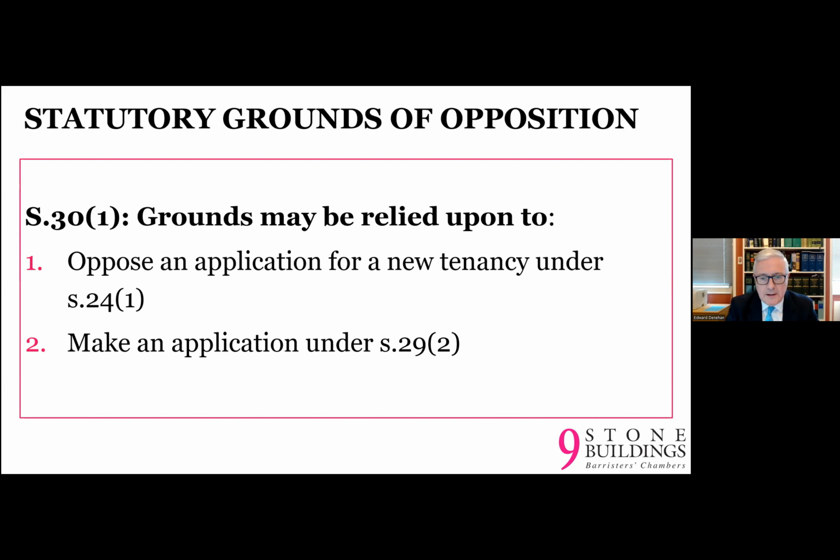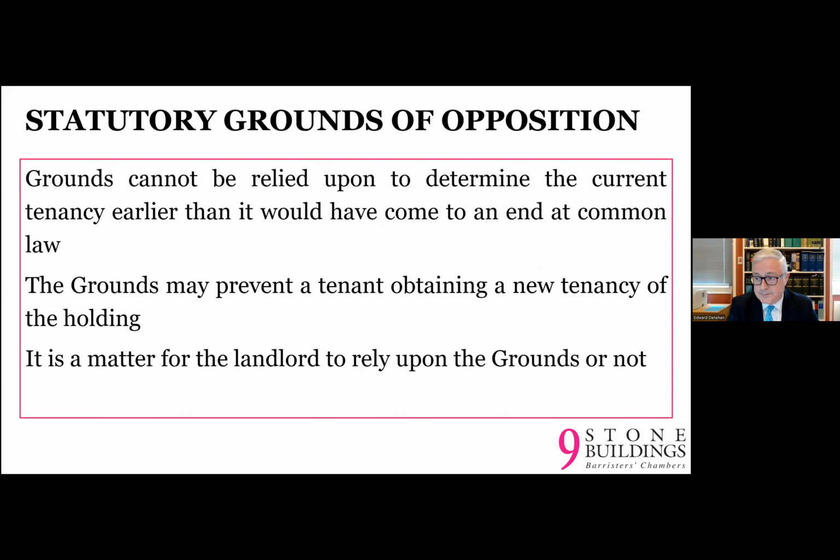As described in earlier webinars in this series, tenants make applications under section 24(1) for a new tenancy. Section 29 allows the landlord to take the initiative after relevant notices have been served by issuing proceedings under section 29 to bring the tenancy to an end. 29(2) is only available to a landlord if it has said that it's going to oppose the tenant's application on one of the statutory grounds.